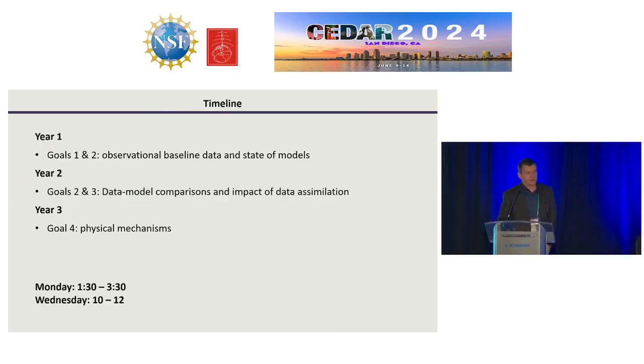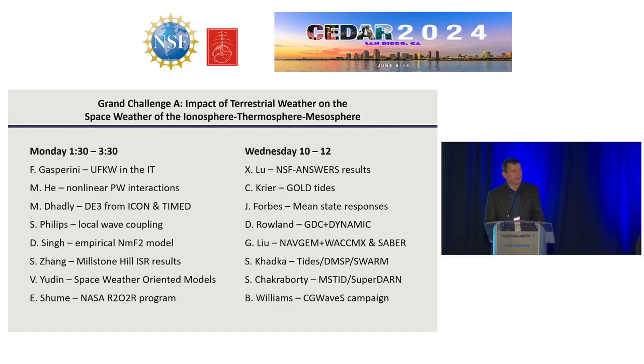And so this is the timeline for the Grand Challenge workshop. This year we want to look closely into what data we have, the observational baseline and modeling baseline. Next year, we plan to look more closely into data-model comparisons and the impact of data assimilation, and then finally talk more about the physical mechanisms. So we have 2 sessions for that. You see the times there, and then I leave you with the speakers and the general topics that we cover today and on Wednesday. Thank you.